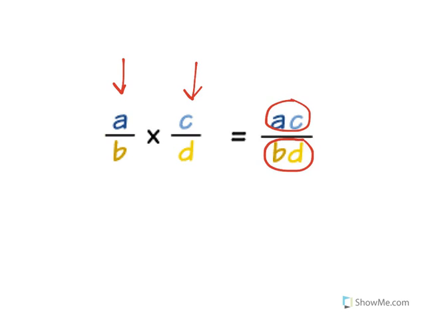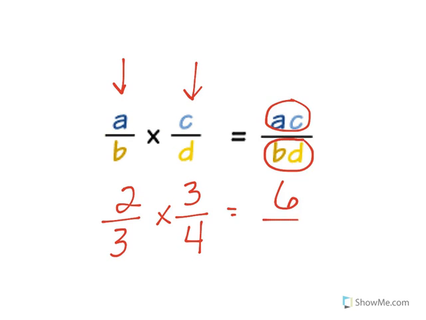Let's take a look at a little example. If I have 2/3 times 3/4, I'm going to multiply my numerators. 2 times 3 is 6, and 3 times 4 is 12.